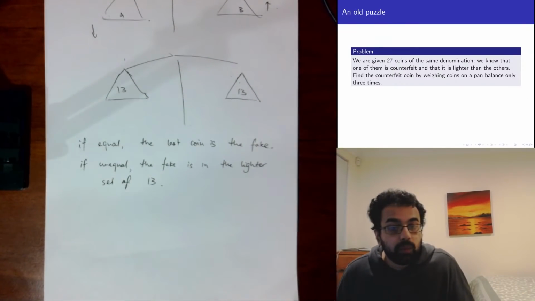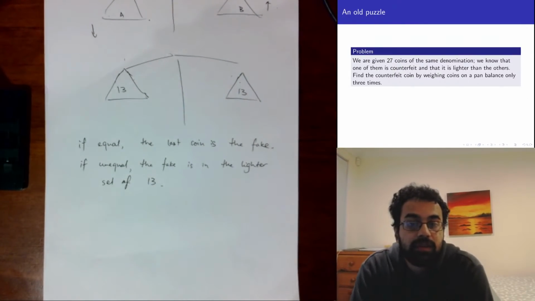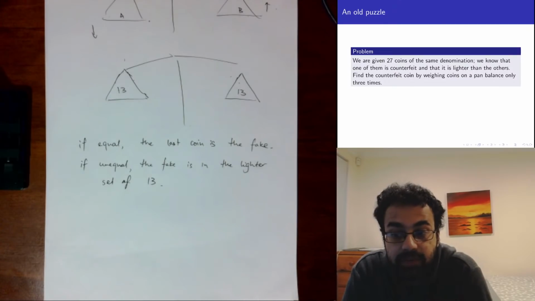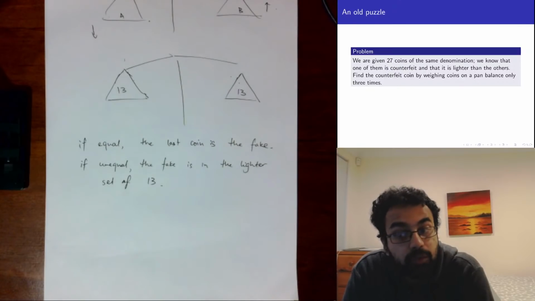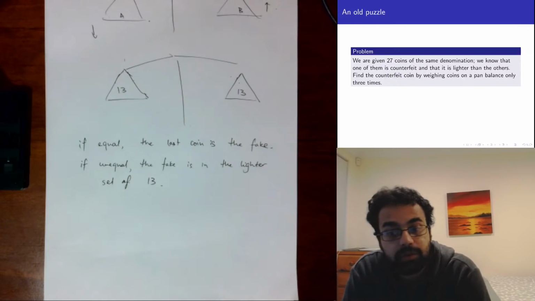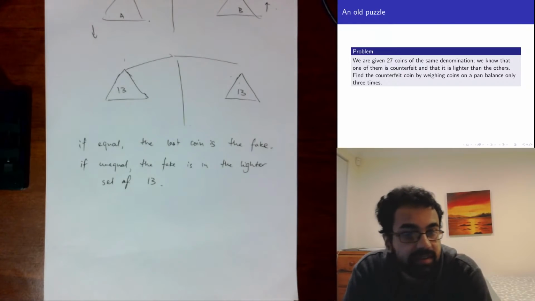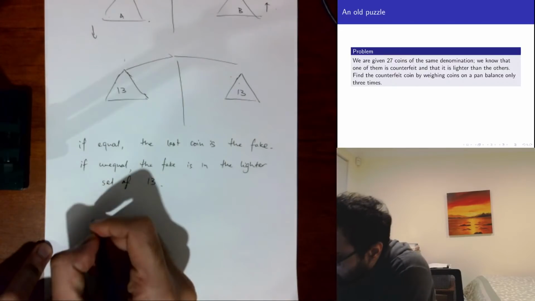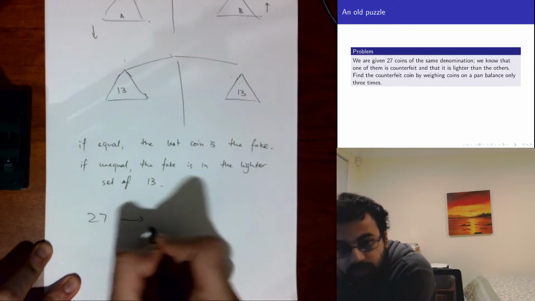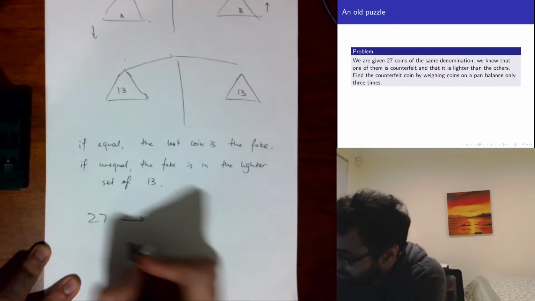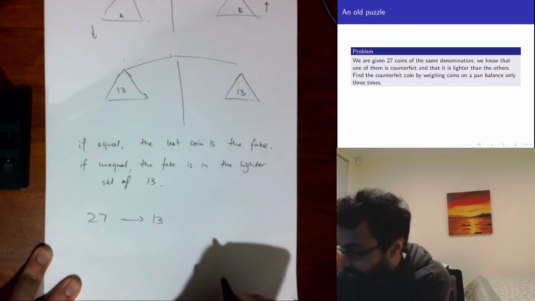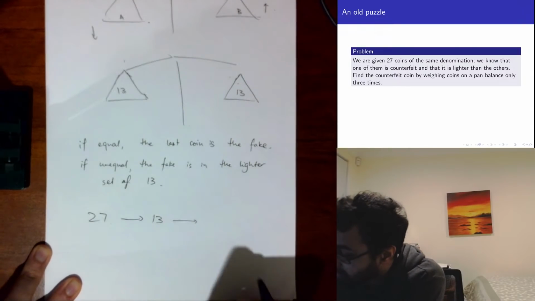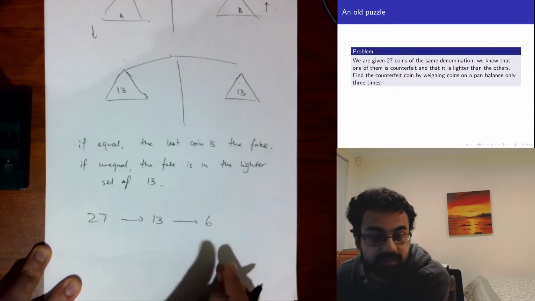Which means that after one weighing, I've narrowed it down, in the worst case, from 27 to 13. And now it seems sensible to recurse, that is, apply the same method to this remaining set of 13. Leave one out, weigh 6 against 6. So at the start I've got 27. After one weighing, I may have 13 remaining to search from. And after the second iteration of this same idea, I go down to 6.